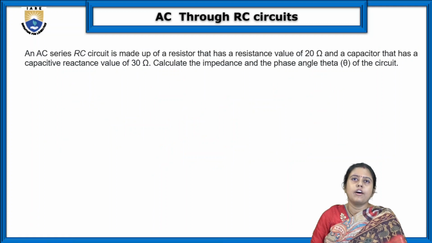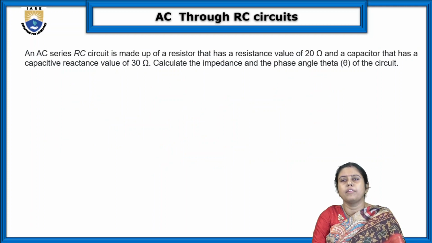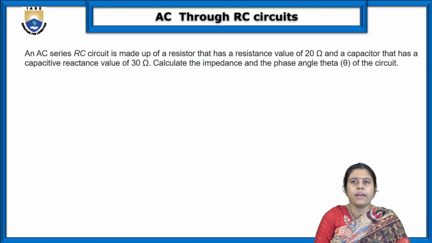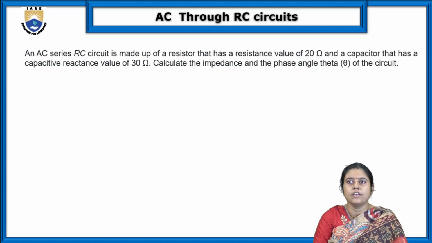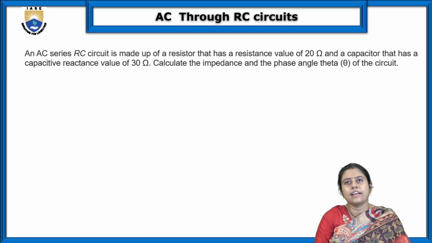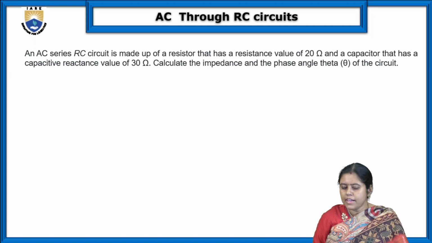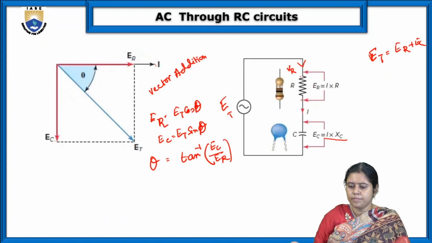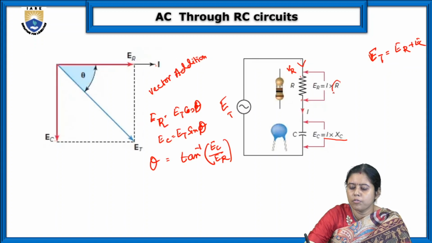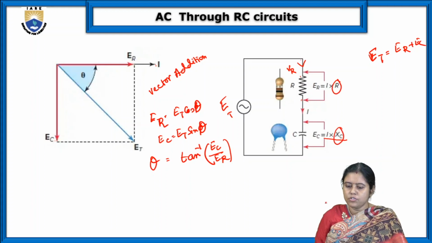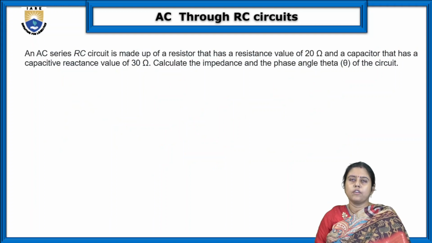Now we are going to a problem. What is the numerical problem we are discussing here? An AC series RC circuit is made up of a resistor of 20 ohm and a capacitor has a capacitive reactance of 30 ohm. Calculate the impedance and the phase angle theta. So what is the impedance? Impedance means we have to calculate the R and XC, and we have to add these two. So how to calculate this?